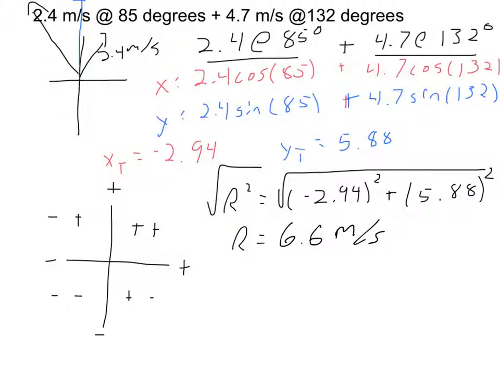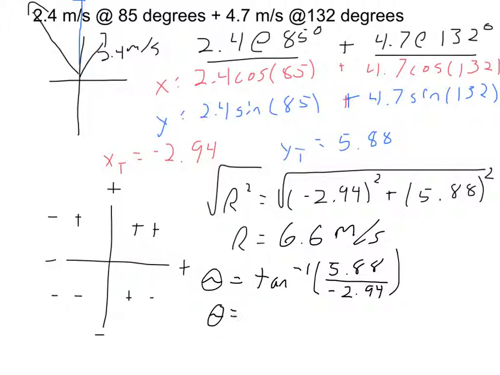Now I need to figure out what my angle is. The way I do that is with inverse tangent, because I have the opposite and the adjacent sides. So tan theta equals opposite over adjacent. So inverse tan is going to be the opposite, which are my y's, 5.88, divided by my x's, negative 2.94. Plug into the calculator, and come out with negative 63.4 degrees.